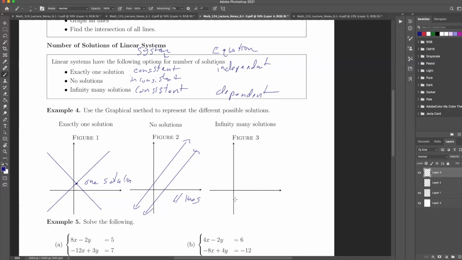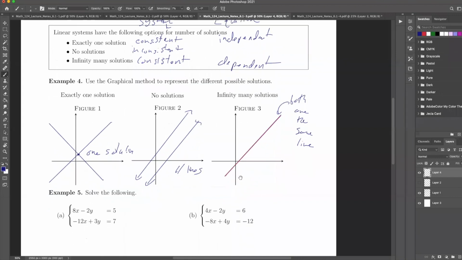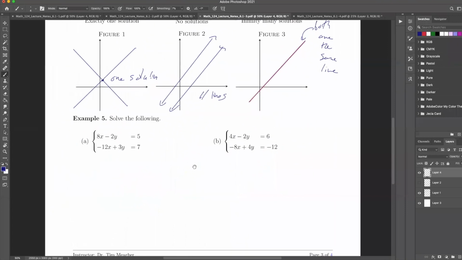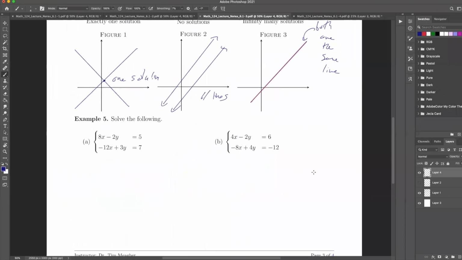And they can have infinitely many solutions, and what that looks like is that both lines are the same. Both are the same line. And then we have infinitely many solutions. So let me show you that in practice, and then we'll show you that using the graphs.